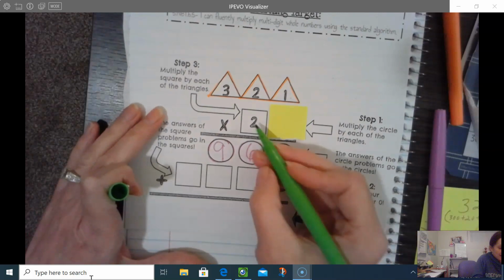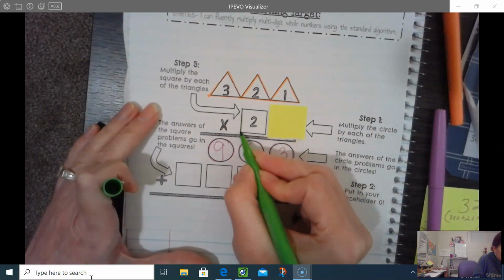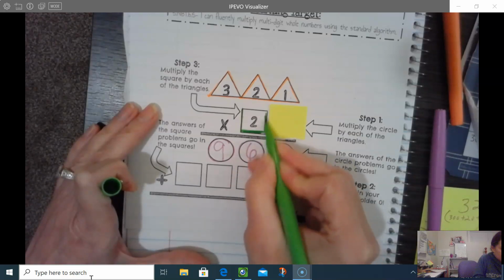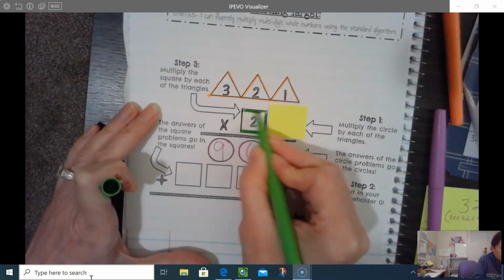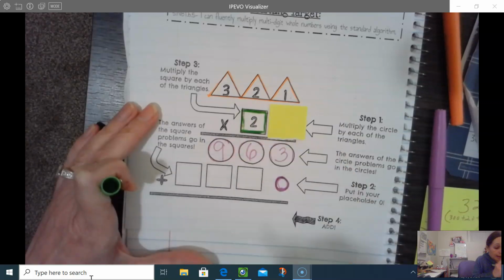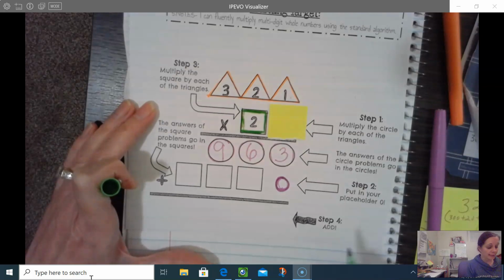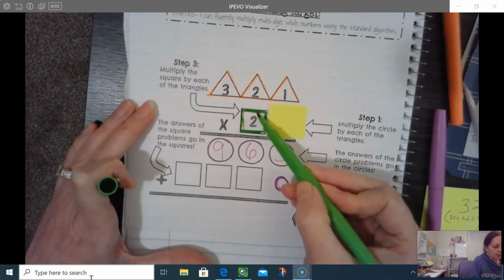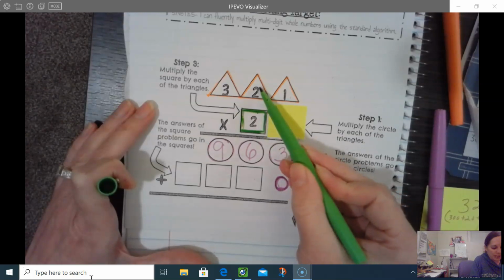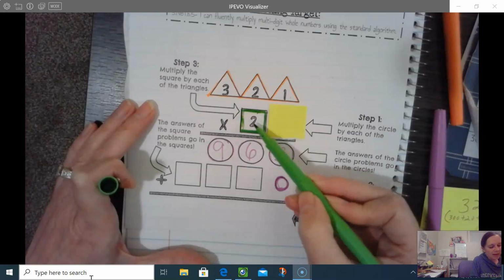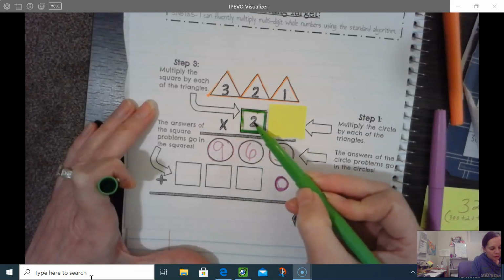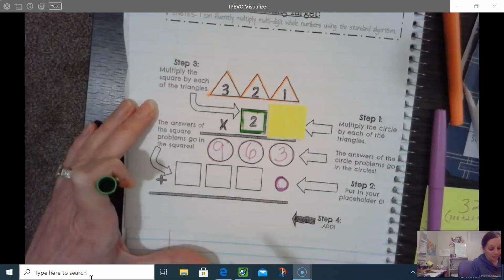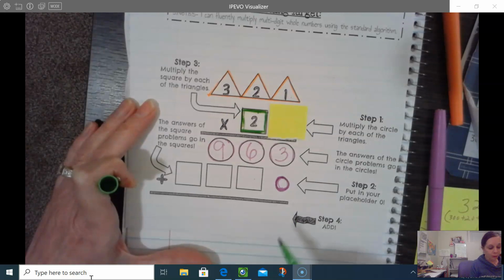And now in my 10 position, I'm going to put a little box around that, and this is going to be green. Go ahead and do that, and I'm going to do the exact same process. I'm going to multiply the 2 times the 1. I'm going to write my answer down here. I multiply square 2 times the triangle 2. I write my answer right there. I multiply my square in the 2 box right here times my triangle in the hundreds position right here, and I write my answer here. So let's go ahead and do that.